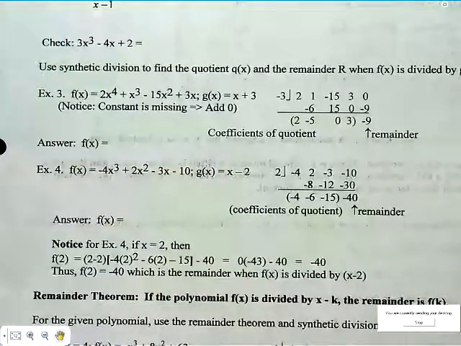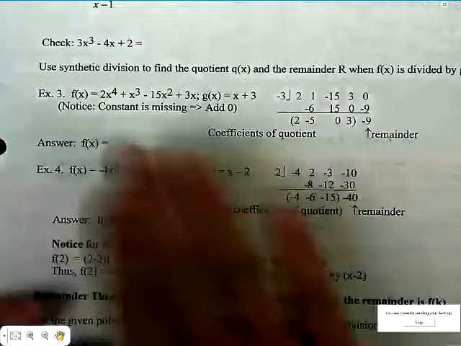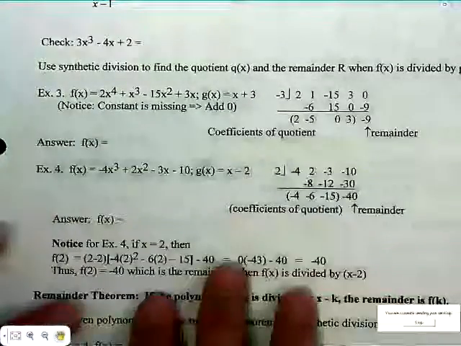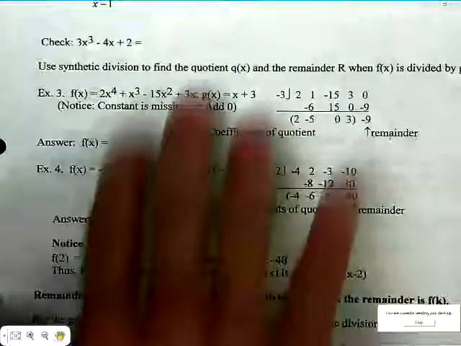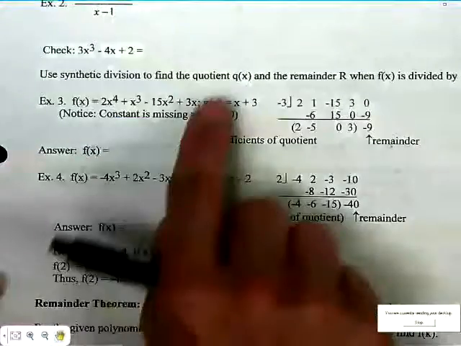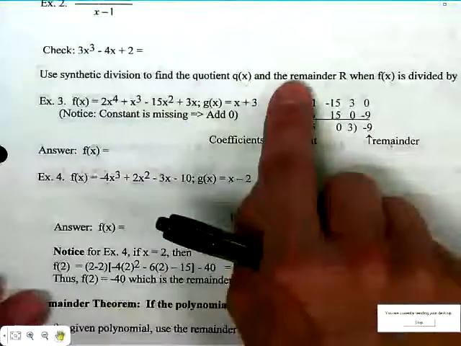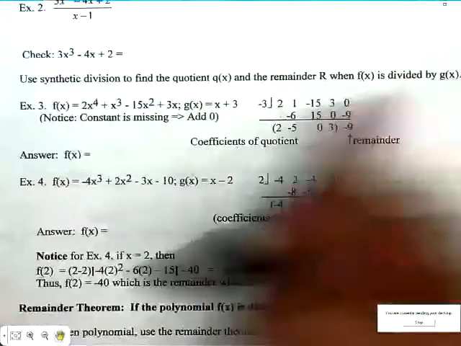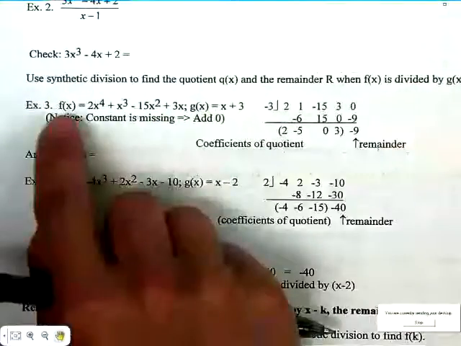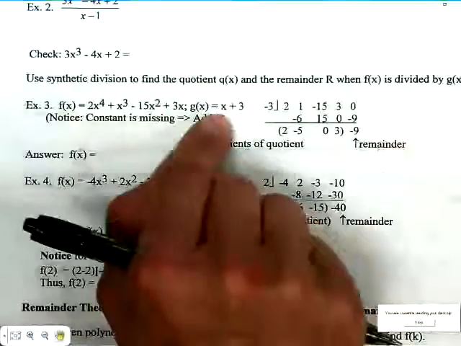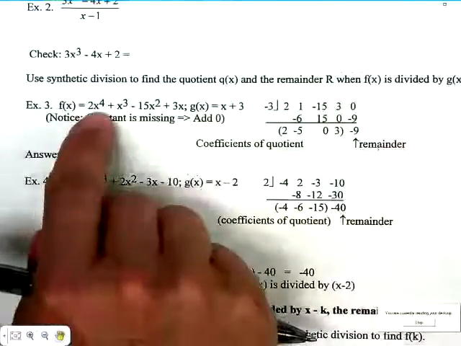All right, we've done the first two examples. The next two examples say, use synthetic division to find the quotient and the remainder when f of x is divided by g of x. We're given two functions, f of x and g of x. We want to divide the g of x into f of x and give the quotient and the remainder.